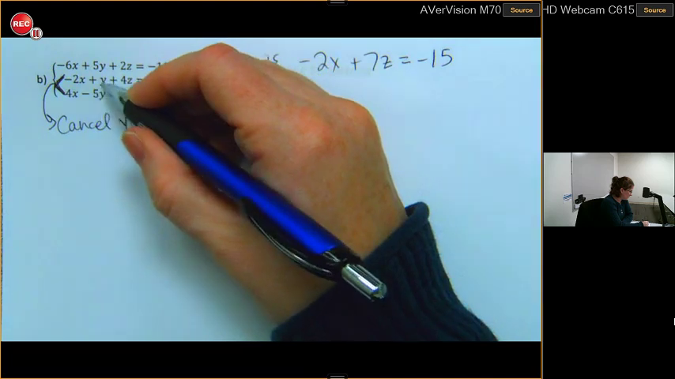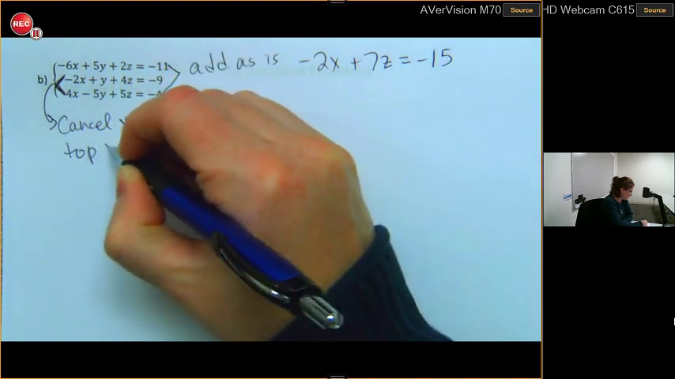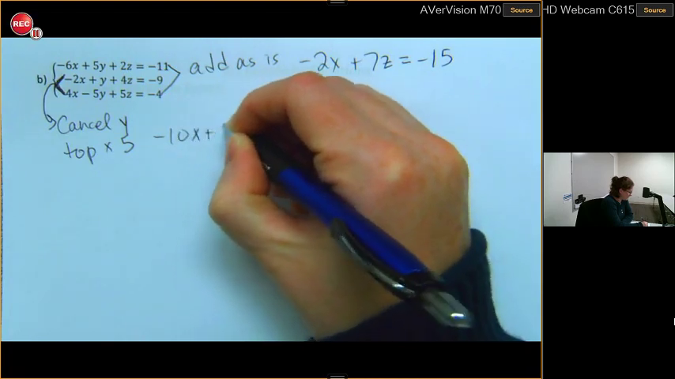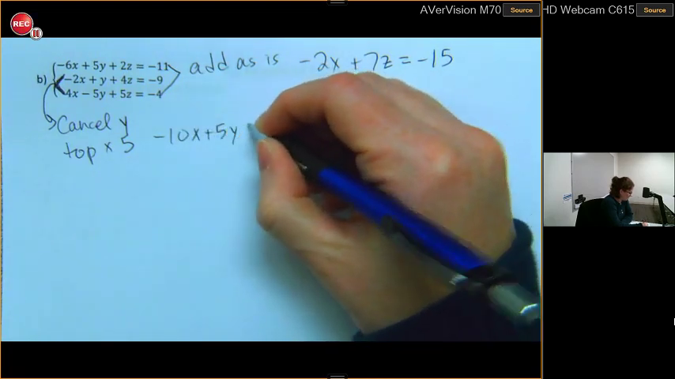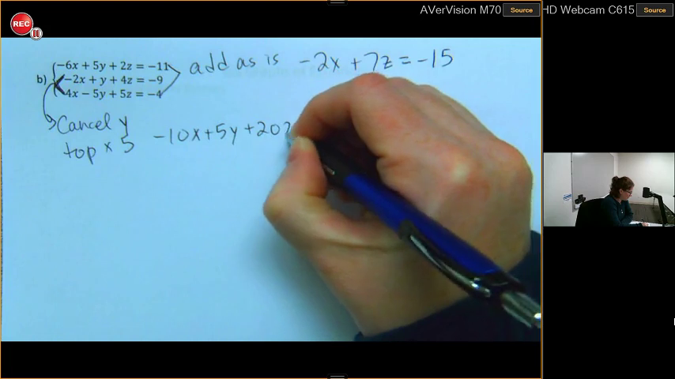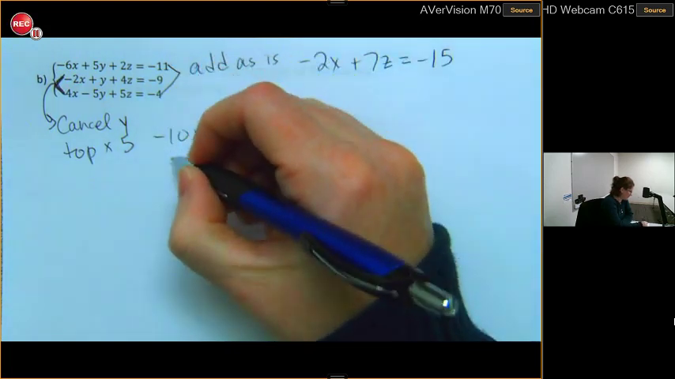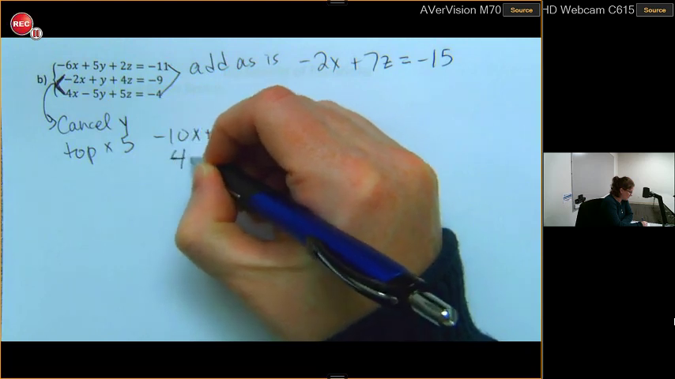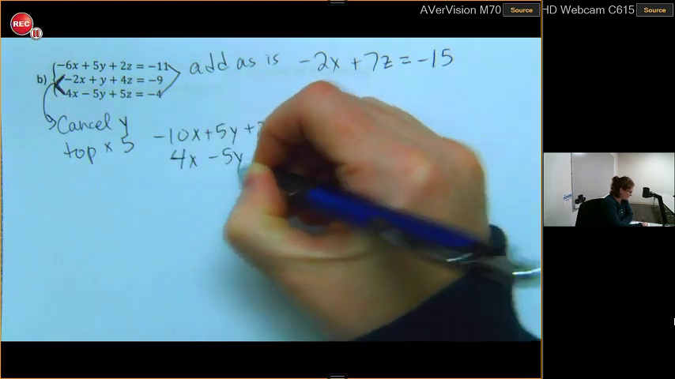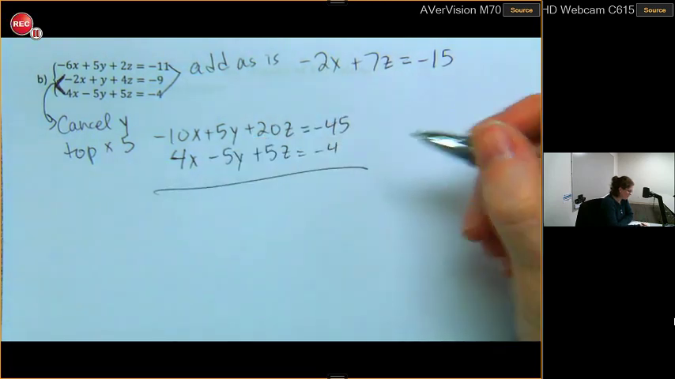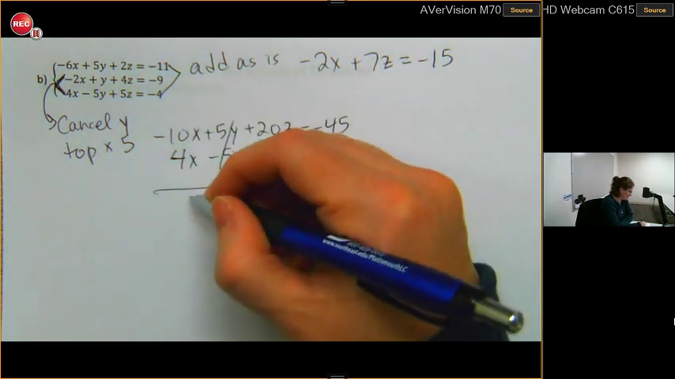To do that, I'm going to take the top equation multiplied by 5. So I get negative 10x plus 5y plus 20z equals negative 45. I'm going to rewrite the bottom equation underneath, and add these together.